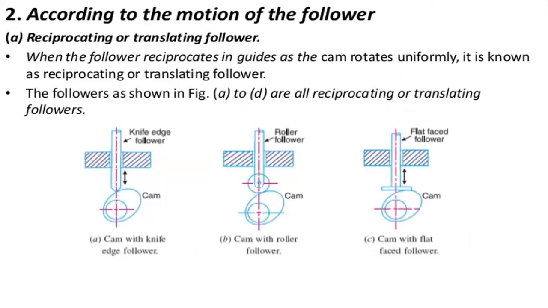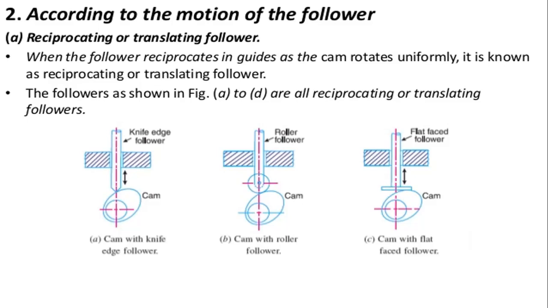Second type is according to the motion of the follower. So that is based on the motion of the follower. First one is the reciprocating or translating follower. First one is the reciprocating type or translating type.